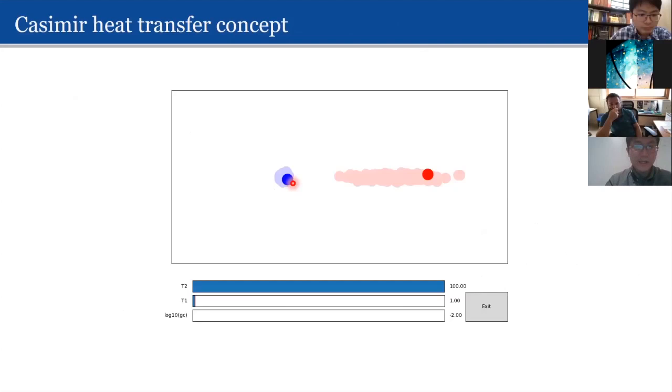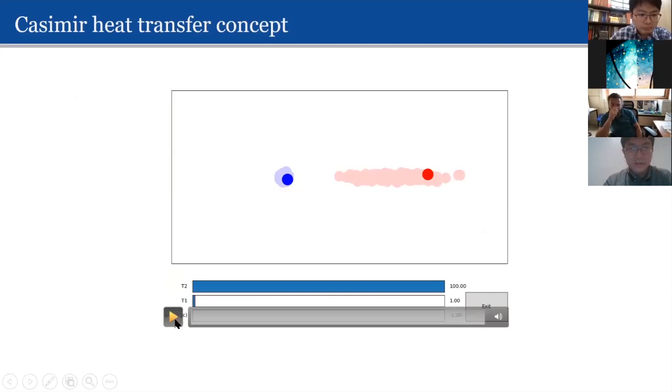I have an animation here too. I wrote a code to simulate what is actually meant by single mode heat transfer. Let's say I have two particles, I mean two resonators, in a 1D model. This phonon mode has a very cold temperature, T1 is colder than the other one. That's why you have a smaller Brownian motion. And the other one is hotter, so it has a larger Brownian motion.